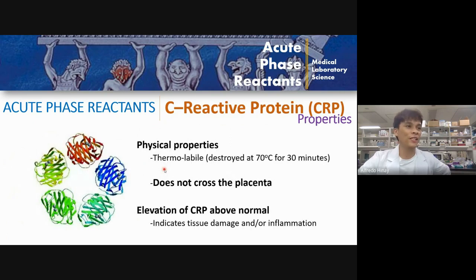For the physical properties, you have your thermolabile. This means they are usually destroyed at 70 degrees Celsius for 30 minutes, and CRP does not cross the placenta. Your antibodies can, but not all. We'll discuss the different types of your antibodies that can cross the placenta. And then elevation of your CRP above normal indicates tissue damage and/or inflammation.